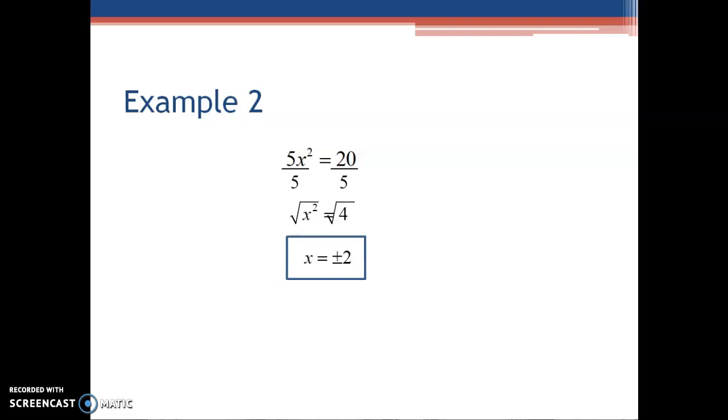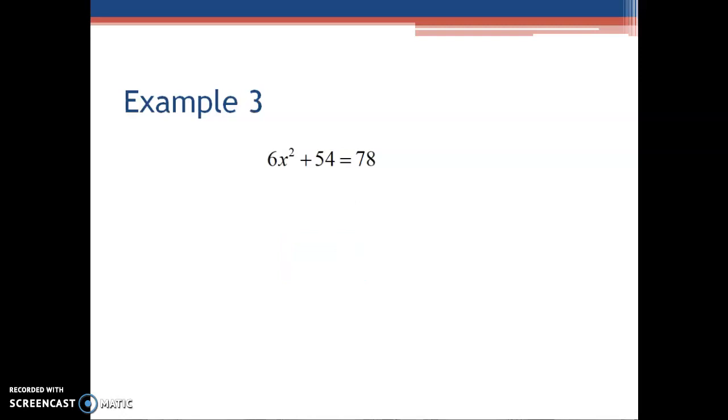Alright, let's take a look at the next one. Now we have more things going on in this equation. We have 6x squared plus 54 equals 78. Again, identify what's being squared here. It's only the x that's being squared, so we need to get that by itself. Now it might take a couple more steps to get there, but we can still do the same process.